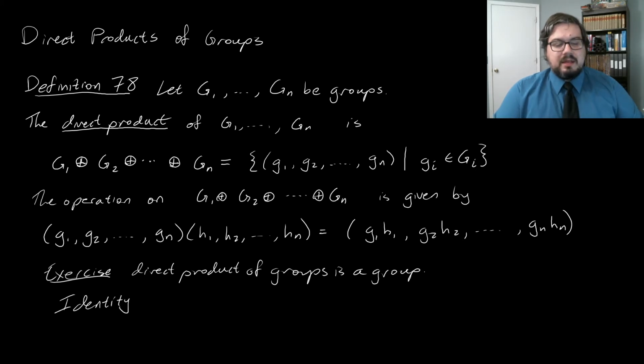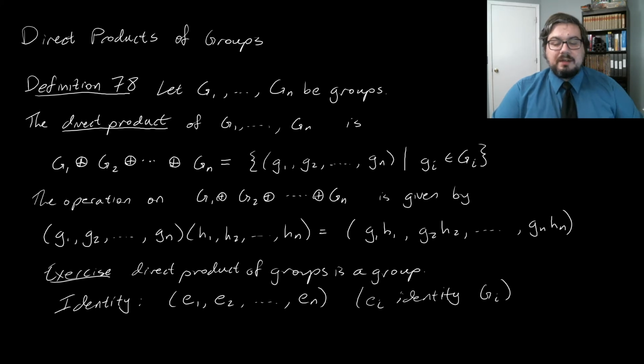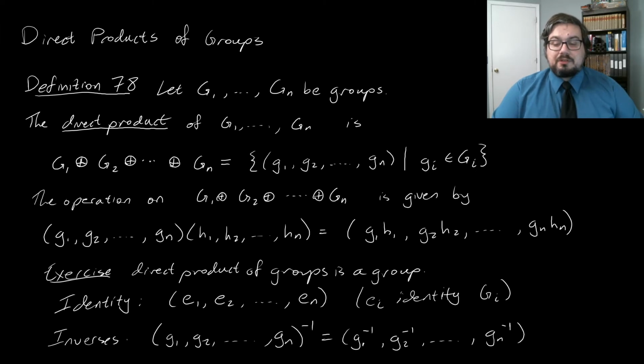The identity element is the element formed by the identities of each of the groups. So (e1 through en), where I'm using ei for the identity of the group Gi. And inverses are seen by taking the inverse in each component. So if I want the inverse of (g1, g2 through gn), that's given by the tuple with the inverse of the first element, the inverse of the second element, up through the inverse of the last element. So we have identity, we have inverses, and associativity can be checked, and therefore we have a group. So let's see some more.